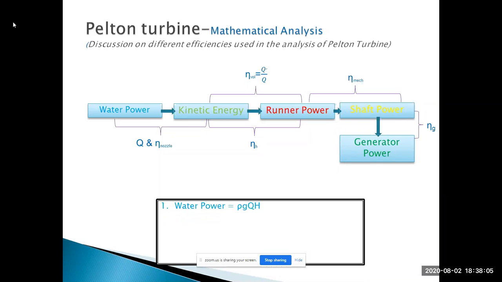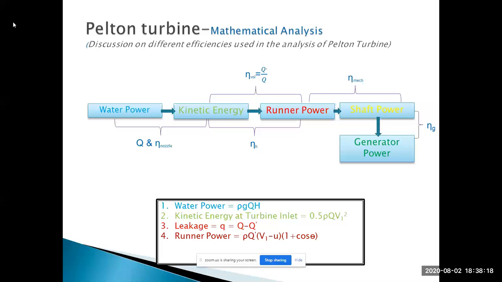Water power is rho g Q H. Kinetic energy at the turbine is half rho Q V1 square. Leakage is Q minus Q dash. Runner power is rho, now it is Q dash because there is a leakage loss, times V1 minus U1 times 1 plus cos theta.